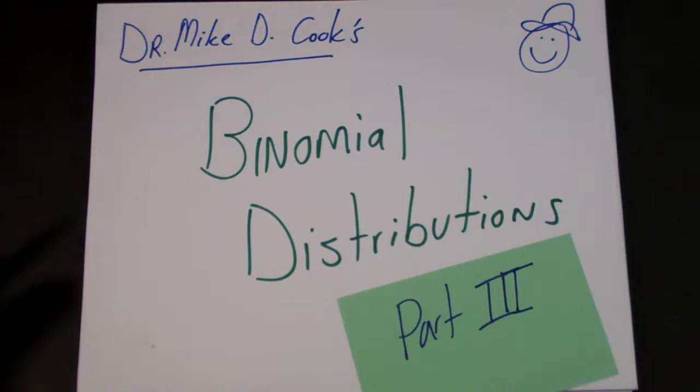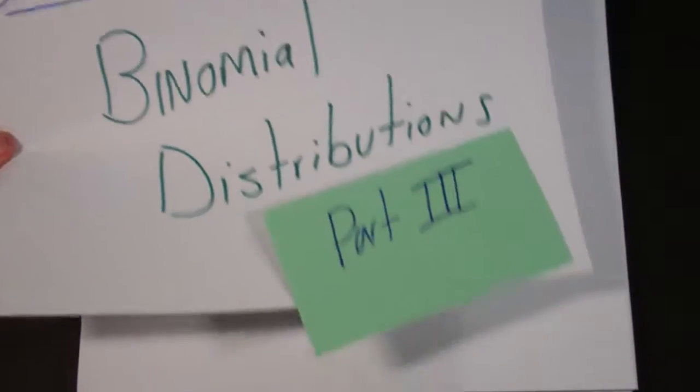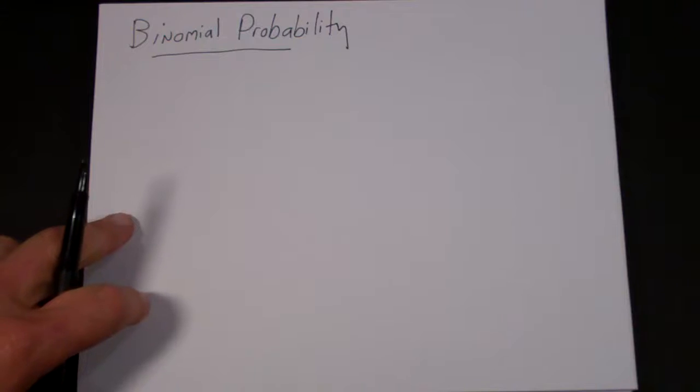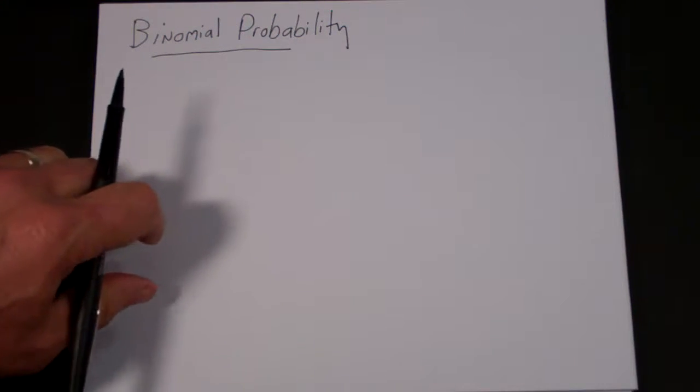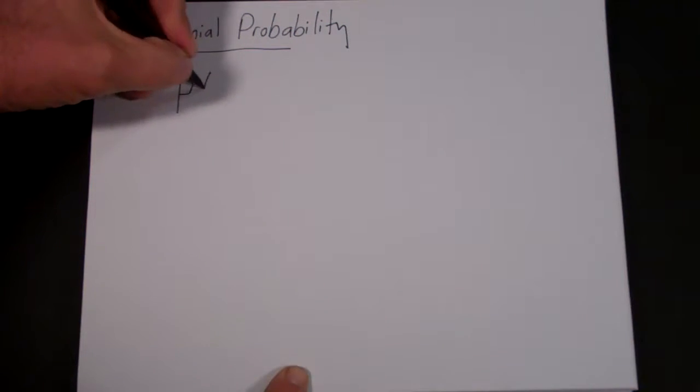Now let's look at the third video on binomial distributions. In this problem, we want to look at the actual formula for binomial probability. There are simpler problems where you don't necessarily need to use the formula. There are shortcuts, but the formula will always work. Let me write it out first and explain each term.